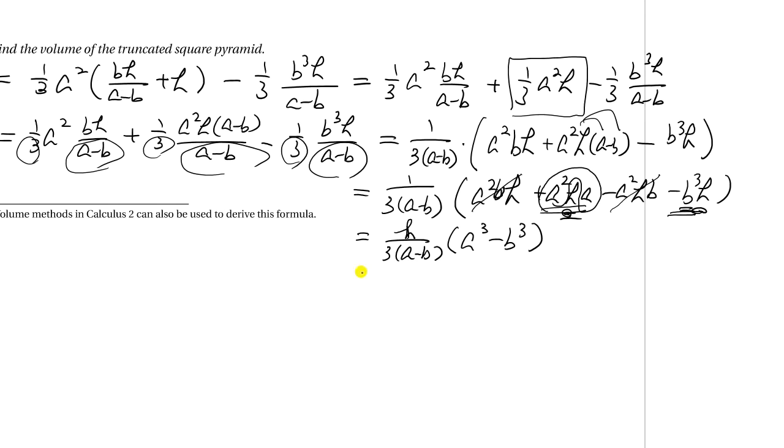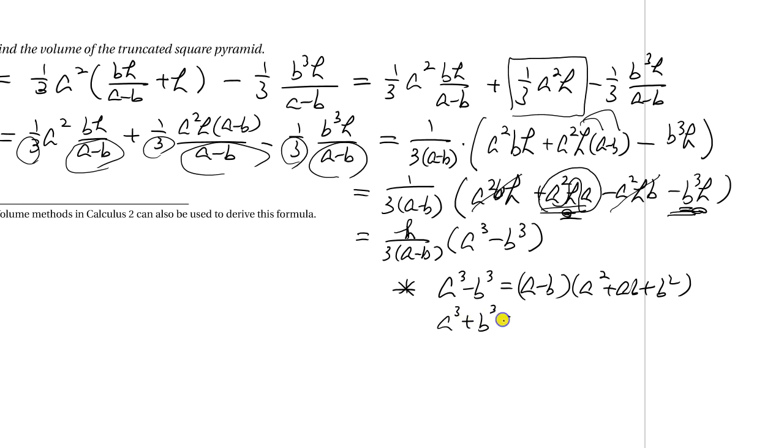Now in algebra, we know that a cubed minus b cubed is a minus b times a squared plus ab plus b squared. You should remember that. And another very close one is a cubed plus b cubed is a plus b times a squared minus ab plus b squared. Okay? But anyway, right now we just need this one.